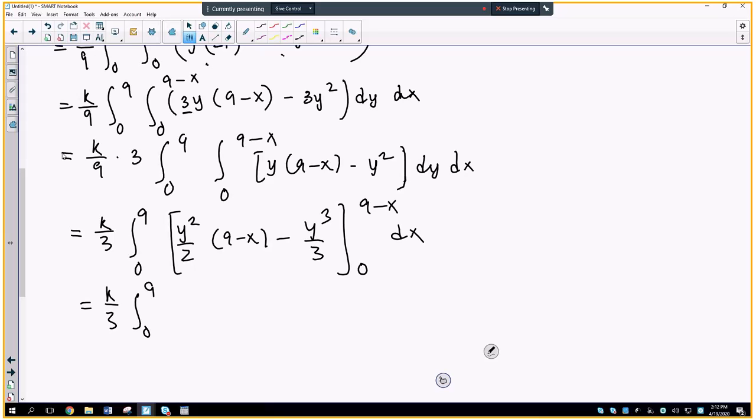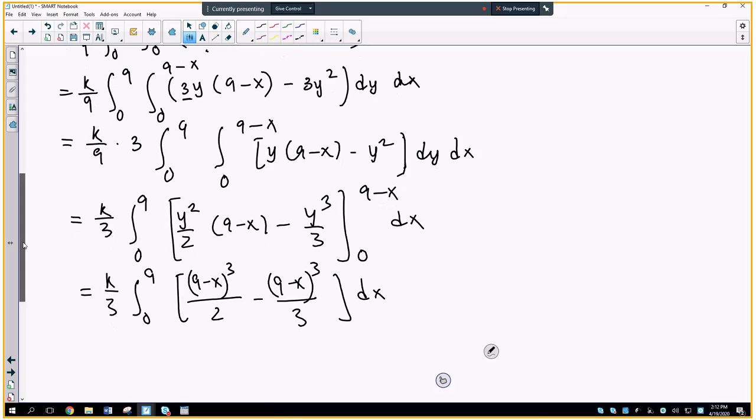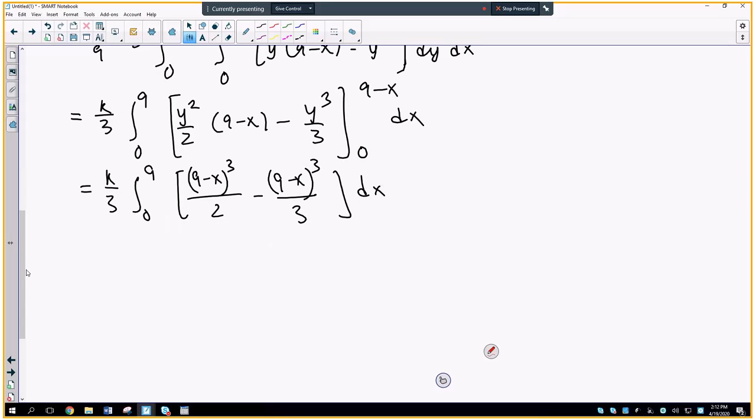So I get k/3, the integral 0 to 9. If you put y equal to 9 - x, you are supposed to get (9 - x) squared times (9 - x), which is (9 - x) to the power 3, over 2, minus (9 - x) to the power 3 over 3. So I need a common denominator now, and the common denominator clearly is going to be 6. So I'm going to multiply top and bottom of this by 3 and top and bottom of this by 2. So I will get k/18. I bring this 6 from the denominator out as well. The integral 0 to 9, 3 minus 2 is 1. So this is just (9 - x) to the power 3 dx, which is a very simple antiderivative. Just use the power rule.